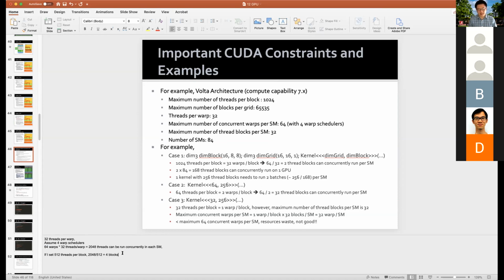Okay, so I think the constraint for how many thread blocks can be run concurrently is not only based on the thread blocks themselves. It's based on how many threads per block. And based on the assumption, we have 4 schedulers. So you need to notice how many warp schedulers are in the GPU architecture. For example, in the Volta architecture, there would be 4 warp schedulers, right?